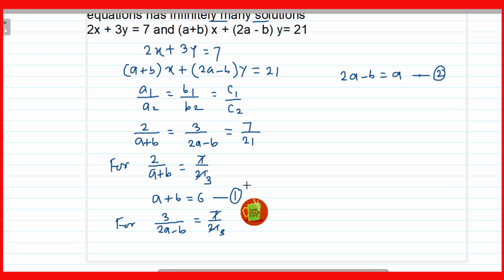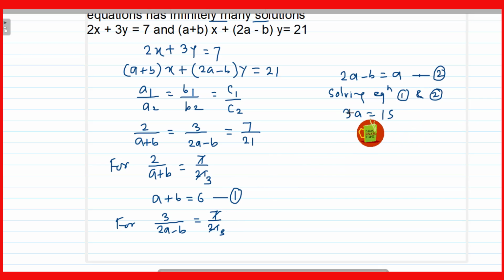a plus b is equal to 6, and 2a minus b is equal to 9. Solve this equation number 1 and 2. If you add, b and b will get cancelled, and 2a plus a, that will be 3a, which is equal to 9 plus 6, that will be 15. So 3 1s are 3, 3 5s are 15, and so a is equal to 5. So here we have got the value of a. Highlight this step, that is important.